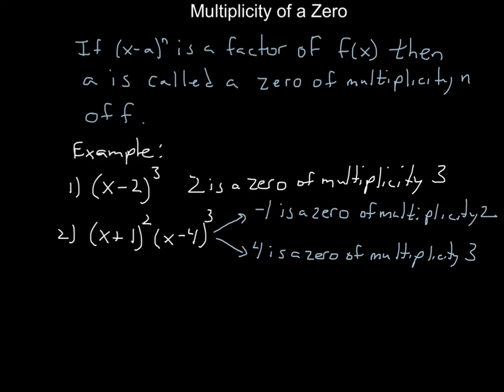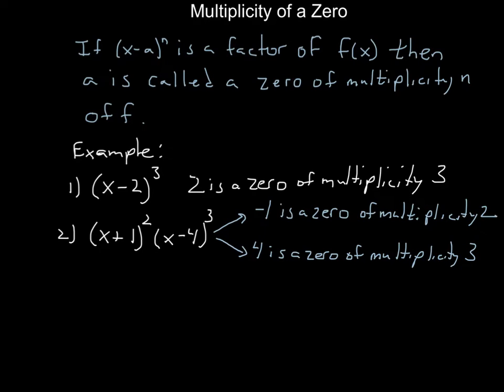Next, we have multiplicities. Multiplicity is a way of looking at how many times a particular number occurs as a 0, or how many factors of x minus a that polynomial has. If x minus a raised to the n power is a factor of f of x, then a is called a 0 of multiplicity n of f.